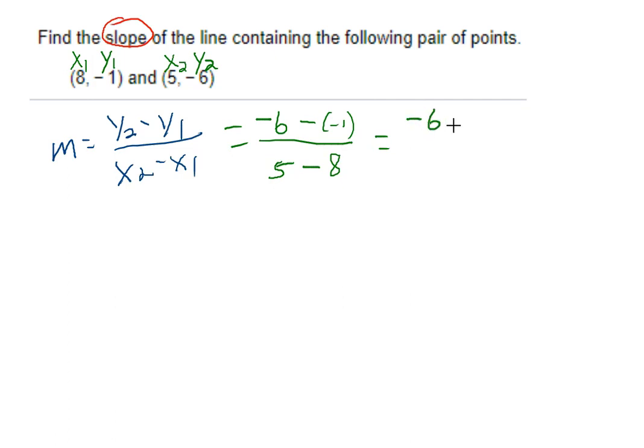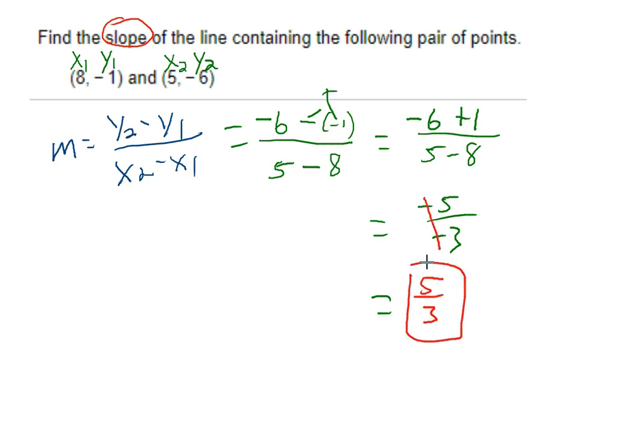And so this is going to be negative 6 plus 1, because the double negative makes that a positive, over 5 minus 8. That's going to give me negative 5 on top, negative 3 on the bottom. And some students will kind of stop there, but even though the numbers don't reduce, the negative signs can be canceled out, right? So negative divided by negative, which makes it positive. So we get positive 5/3 as our slope here.